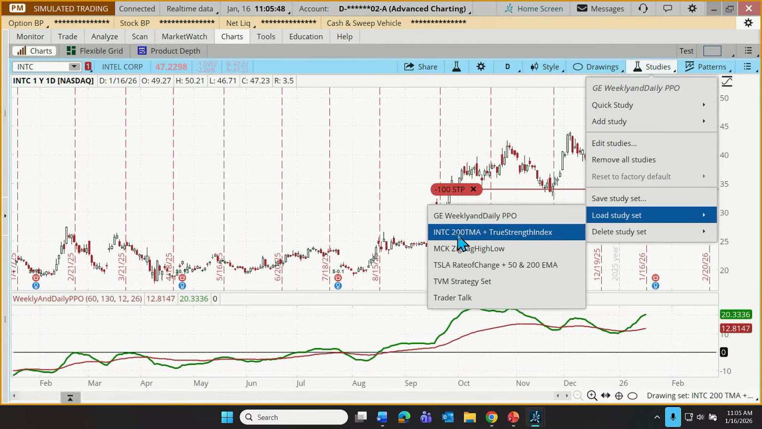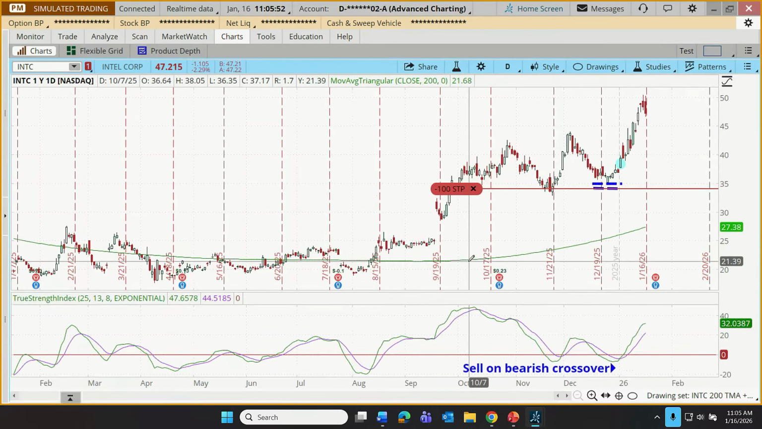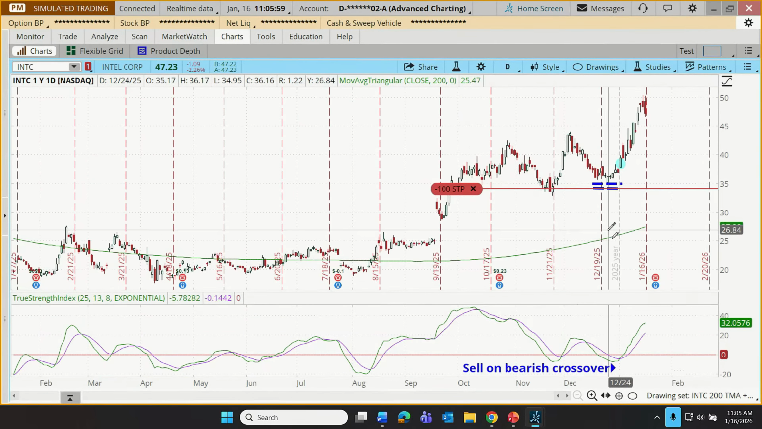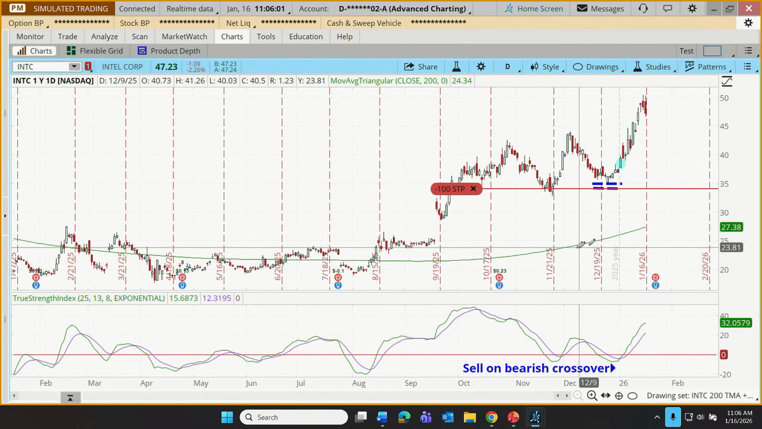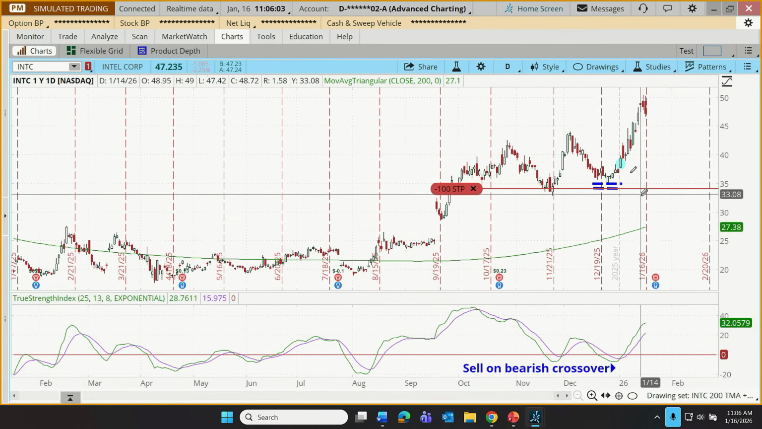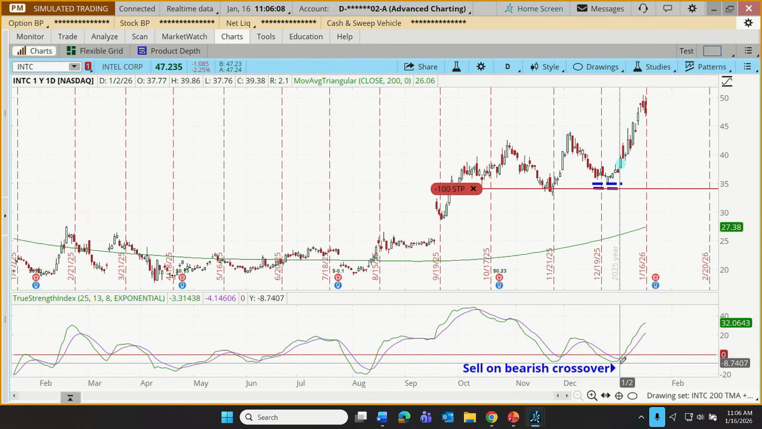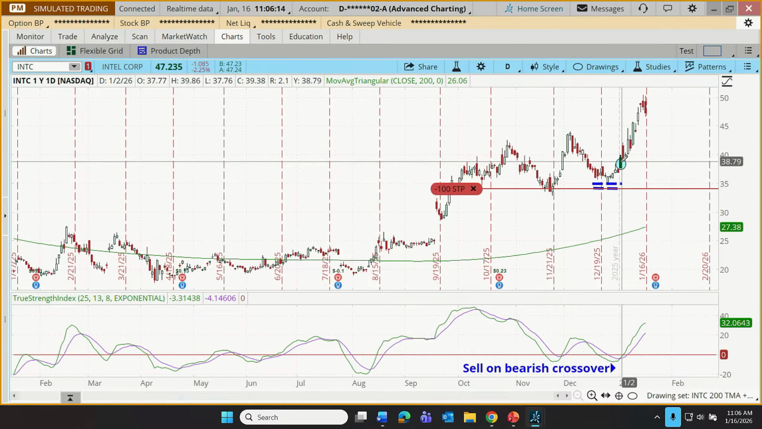This is our 200 triangular moving average plus the true strength index. And this was looking for a combination of signals on the entry. First of all, we needed price to be above the 200 triangular moving average with an upslope to that trend line. We met those criteria. We also were looking for a crossover of the true strength, and we got that right here. So we took the entry on this day. This was on January 2nd, so it's only been 2 weeks.